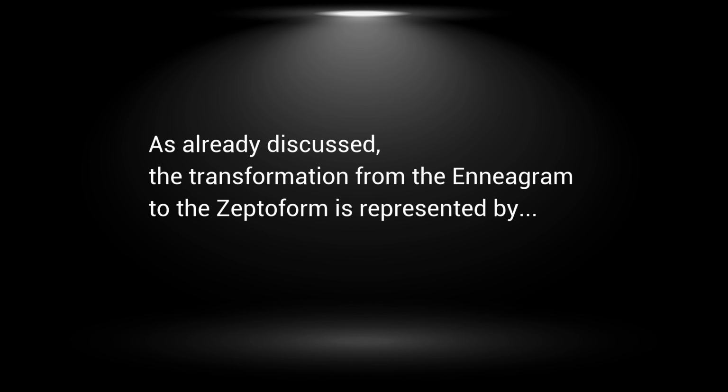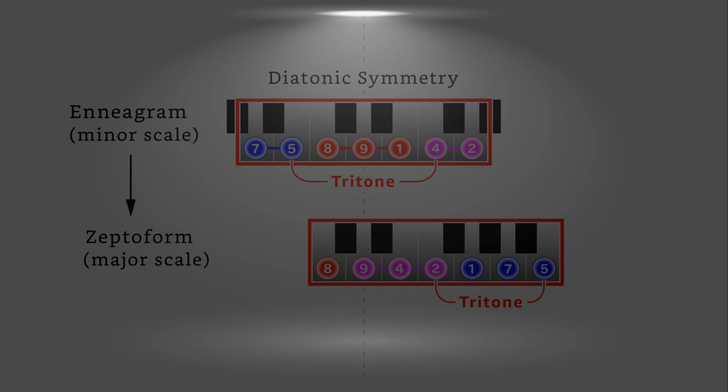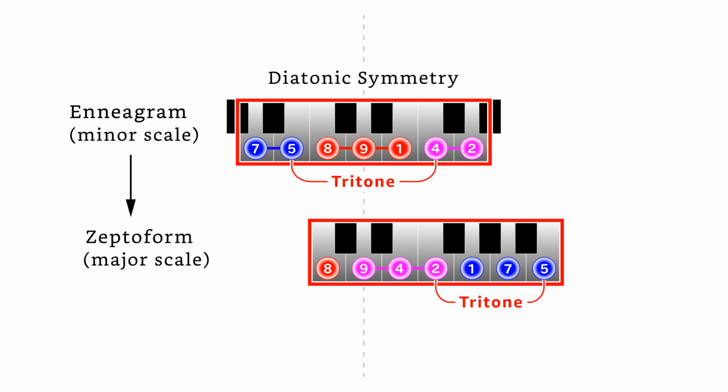As already discussed, the transformation from the Enneagram to the Zeptoform is represented by the transformation from the minor scale to the major scale. In this transformation process, the right-left symmetry of the keyboard is violated, as illustrated. This violation of symmetry represents the violation of CP symmetry.